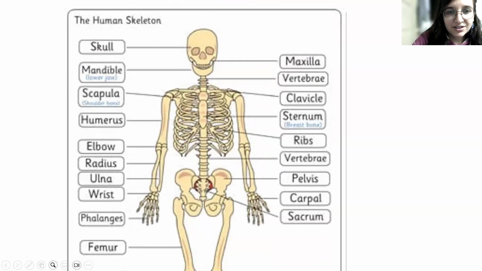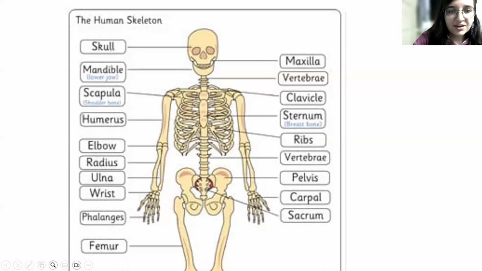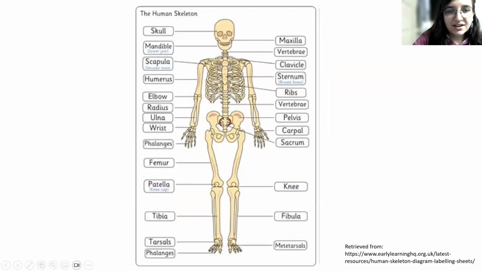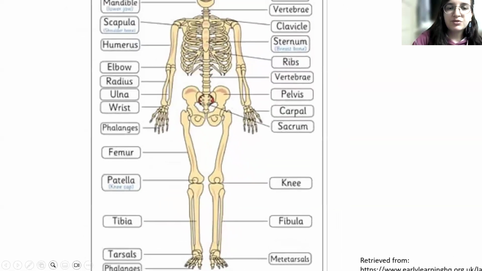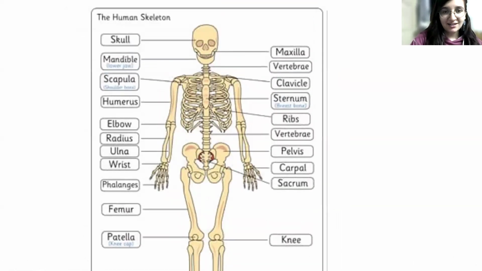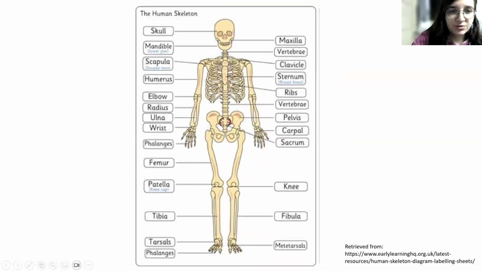Yeah, the clavicle, sternum is this part here. The ribs, you may already know the ribs, the vertebra here, the pelvis. The carpals are here, the ones in your hands, and the sacrum. All these names might be new to you, but if you repeat them and look at them again and again, you will get familiar with these words.